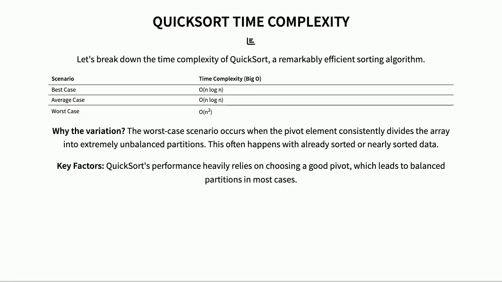Okay, let's talk about how fast quick sort actually is. In general, it's a really great sorting algorithm. We say it has a time complexity of O(n log n) in the best and average cases. That means as your data size grows, the time to sort it increases proportionally to n log n. However, there's a downside. If you happen to pick a bad pivot element, like when your data is already sorted or nearly sorted, the algorithm can degrade to O(n squared), which isn't ideal. But with smart pivot selection, quicksort usually performs exceptionally well and remains one of the fastest sorting algorithms in practice.